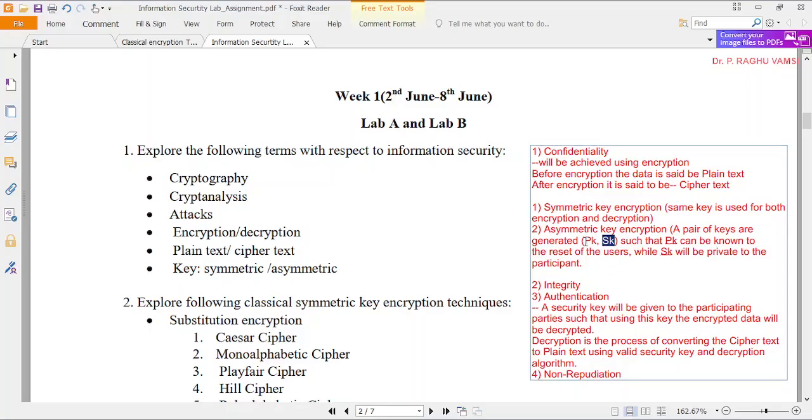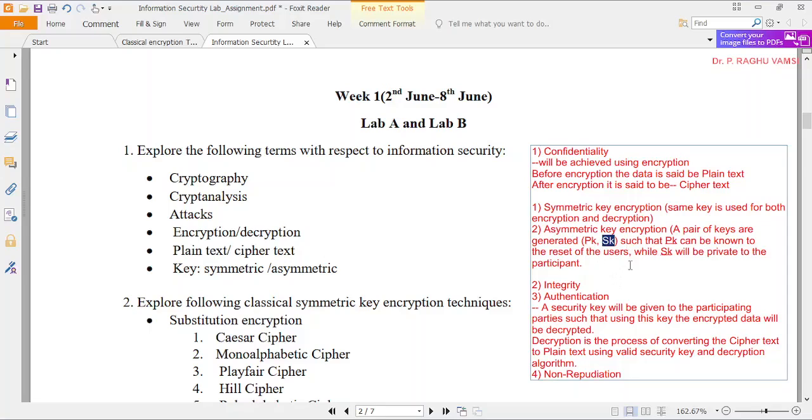The public key can be known to anyone. The name itself tells you that it is public. The secret key must be known only to the intended user. No other should know this secret key. So since the public key is known to anyone, if anyone wants to send data to you, they will encrypt this data using the public key and send it to you. Once you receive the encrypted data, using your private key, the data will be decrypted. That is asymmetric key encryption.